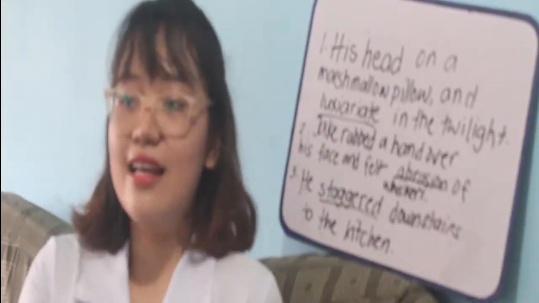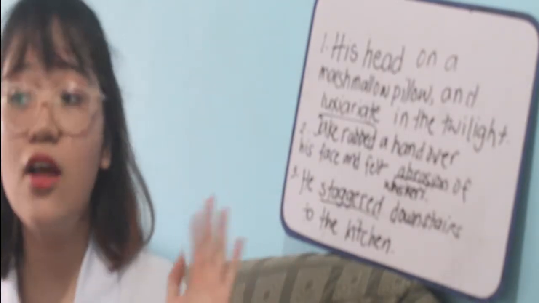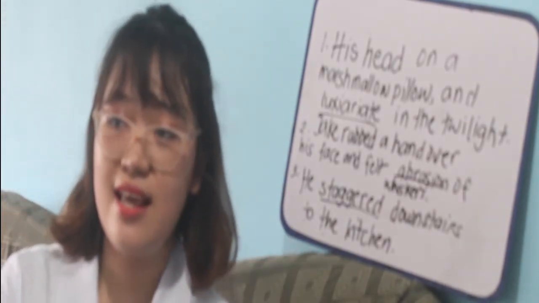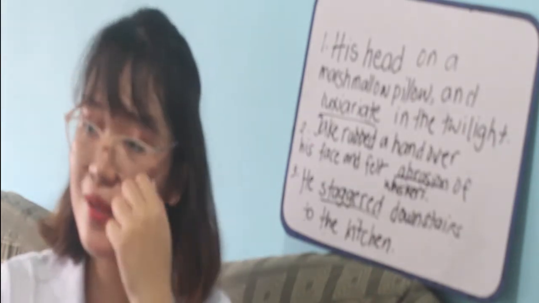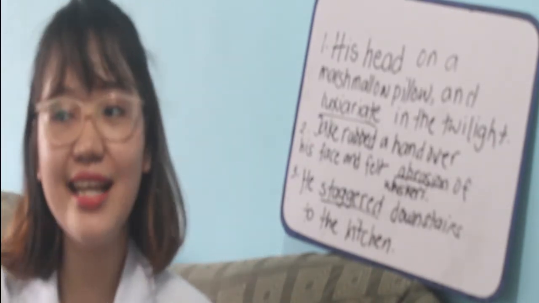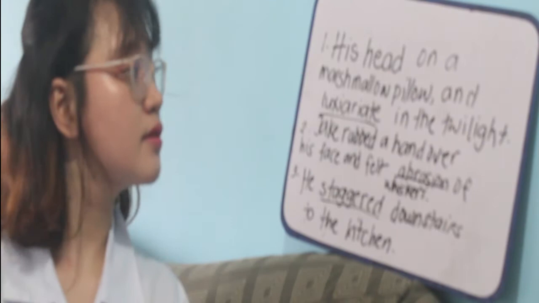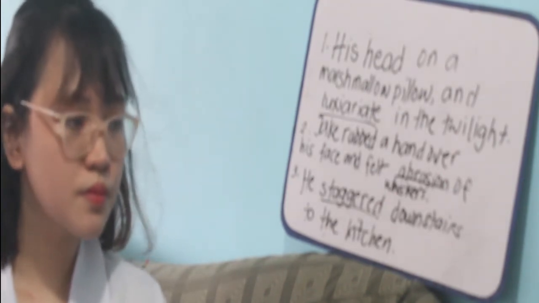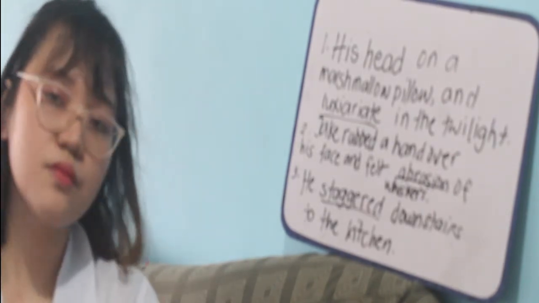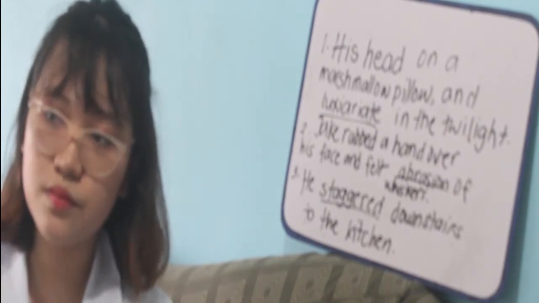Now that I'm done writing the sentences on the board, I want you to read them loudly. After reading each sentence, repeat the underlined word twice. Is that clear? Yes, ma'am. Okay, so read the first sentence, Gian. His head on a marshmallow pillow and luxuriate in the twilight. Luxuriate, luxuriate. Okay, the second sentence. Jake rubbed a hand over his face and felt abrasion of whiskers. Abrasion, abrasion. Oh, the third sentence. He staggered downstairs to the kitchen. Staggered.